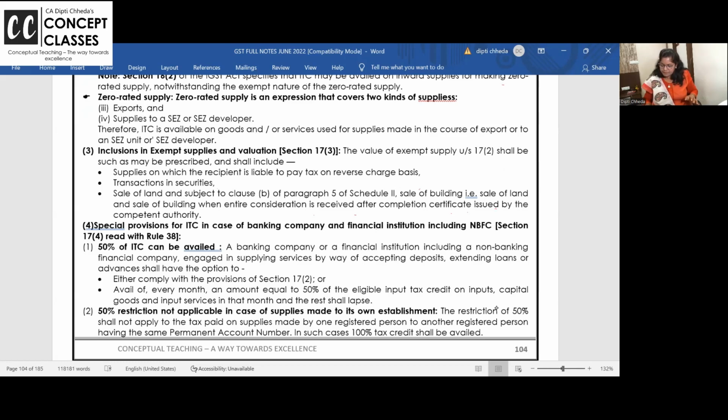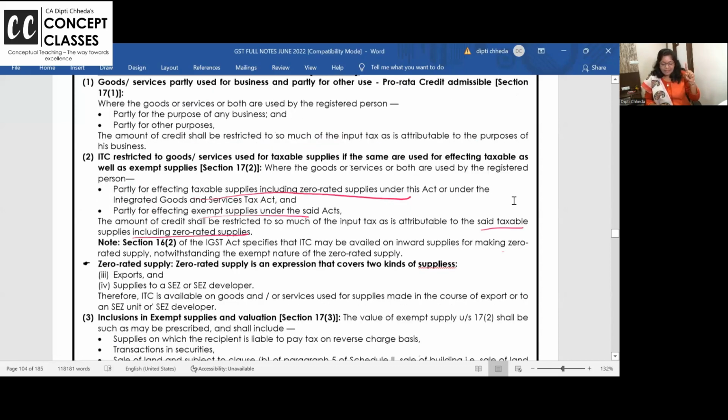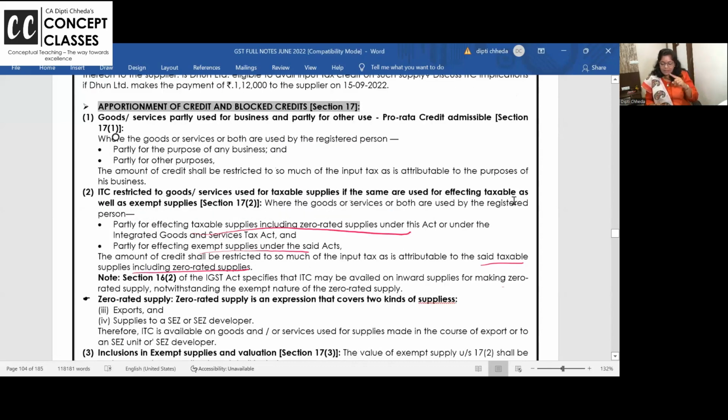Okay. Yes, there were some emergency calls, I had to stop the recording. So where were we? The link is lost. What were we reading? Yes, so 17.1 is business or personal, pro rata.